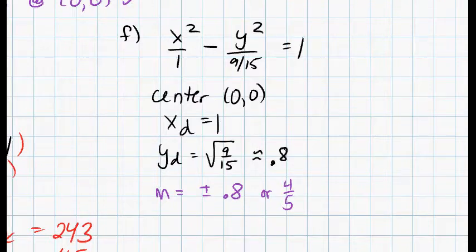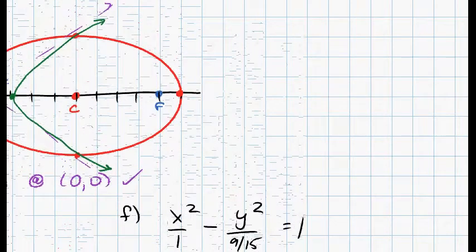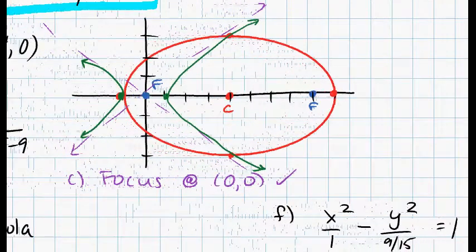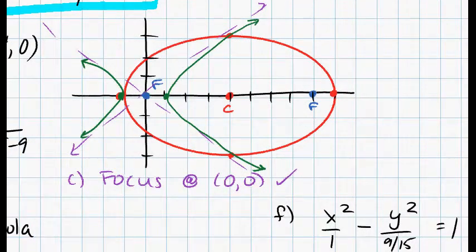And so you graph it on the same coordinate grid. 0, 0, left and right 1. Left 1, right 1. Asymptotes have a slope of 4/5. The two green curves are the curves.